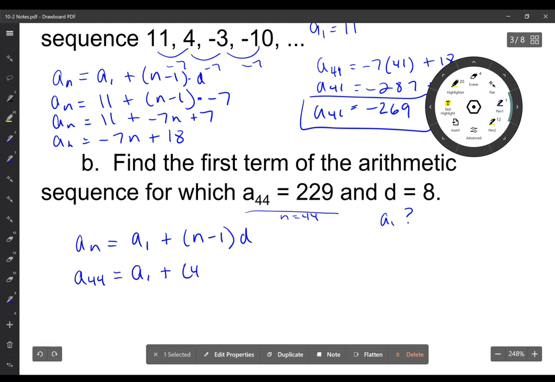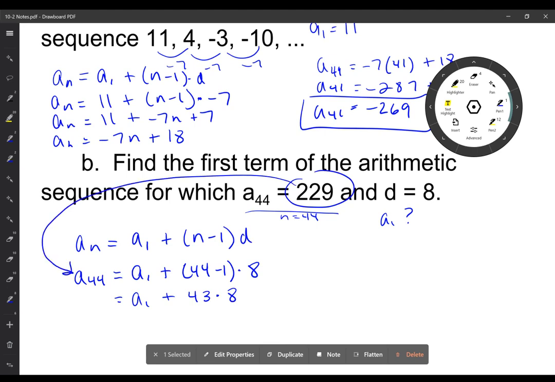N would be 44 minus 1 times 8. Well, 44 minus 1 would be 43 times 8. And then I know that a sub 44 is 229. So I'm going to make that substitution now, so I don't have to say 44th term. I know what that 44th term is actually equal to, and it's equal to 229. So now I'm just solving an equation.